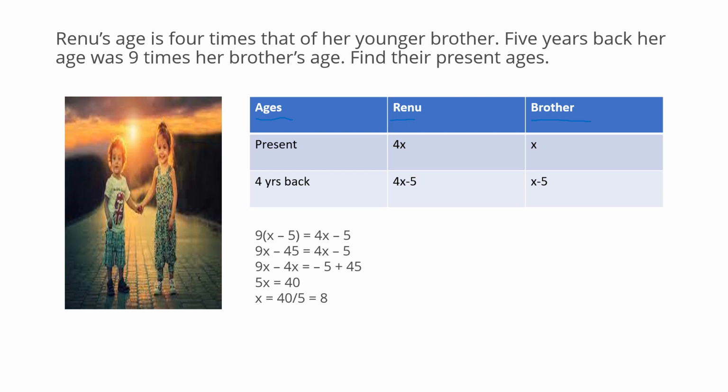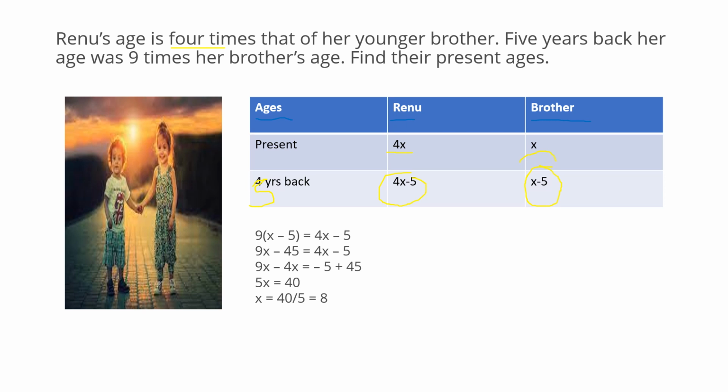So let the present age of her brother be x. They are saying that Renu's age is 4 times, so that means Renu's age will become 4x. Next they are saying 5 years back. Sorry, here it is written 4, it should be 5 years. 5 years back, that means 4x minus 5 and x minus 5, because we are moving back 5 years.